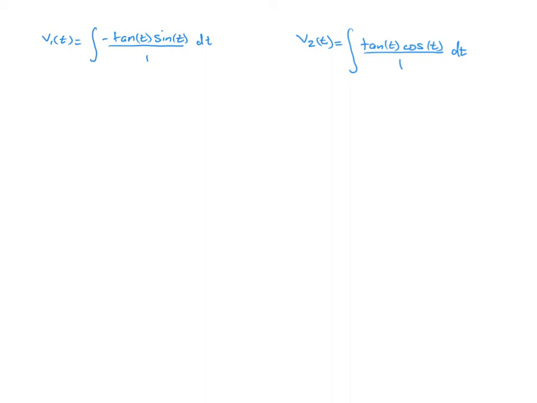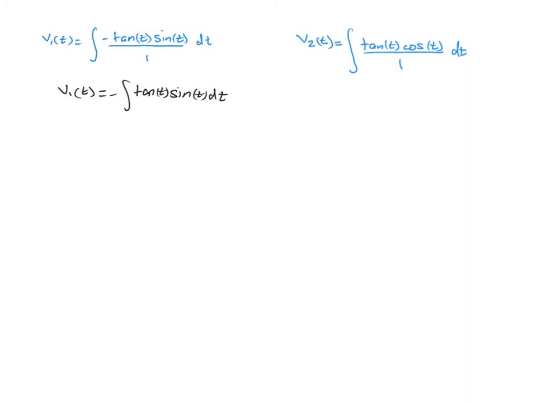Okay, so if we pick up where we left off in our previous video, we need to now find solutions or answers to our integrals for v1 and v2. So for v1, we're trying to find the integral of the opposite of the tangent of t times the sine of t. And we'll find this integral first.